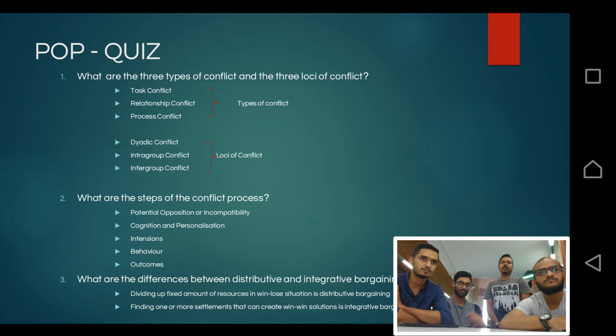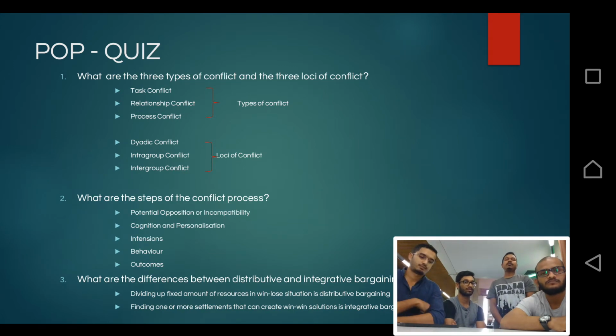Well, let's step into the second question. What are the steps of the process? No one? Okay. Here are the answers. Potential opposition or incompatibility, cognition and personalization, intentions, behavior, and outcomes.